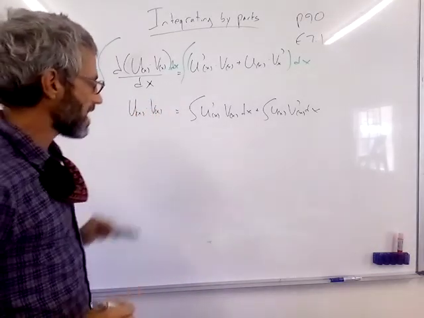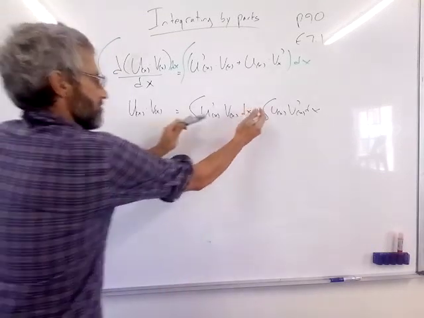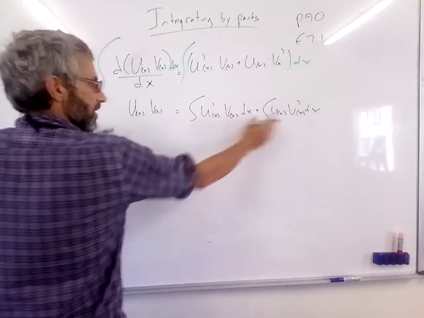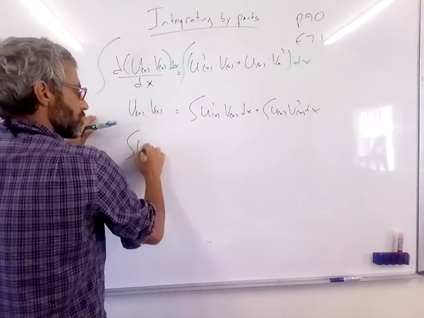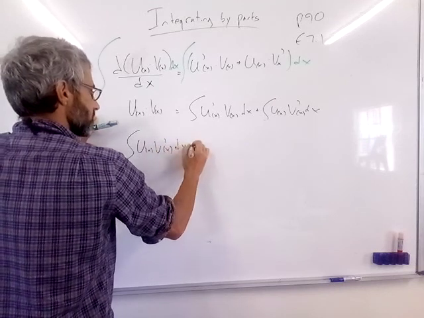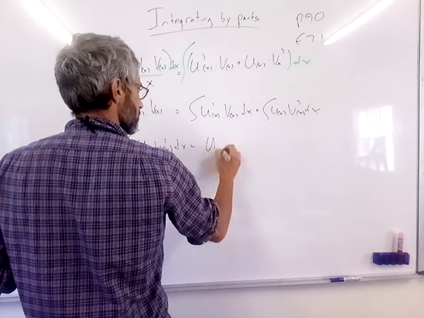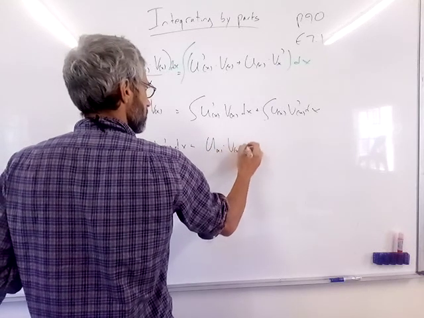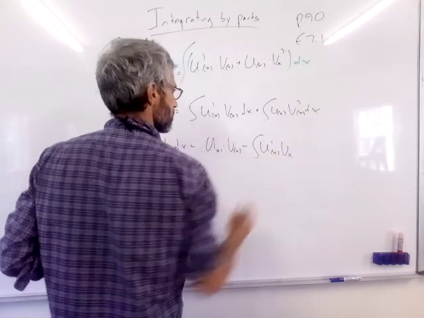Now, why is that good for me? That is good for me because I can move this to the other side. So I'll write this on one side and move the other term to the other side. So I'm going to have the integral of u of x times v prime x dx equal to u(x) times v(x) minus the integral of u prime x times v of x dx.